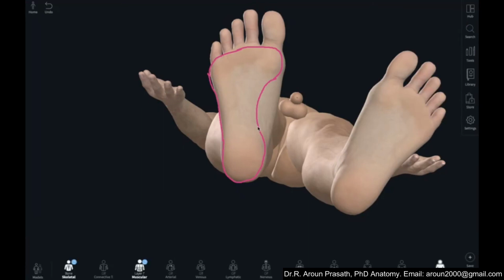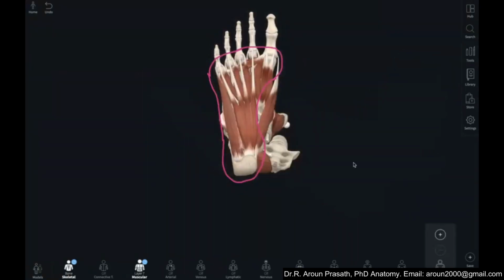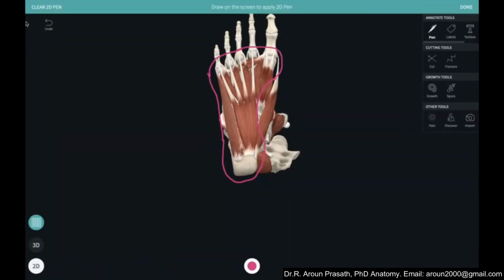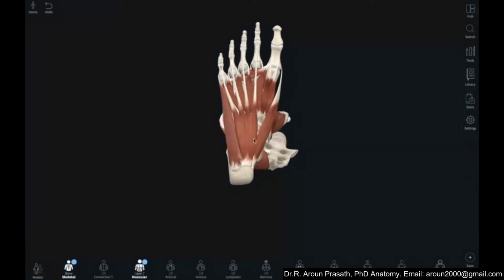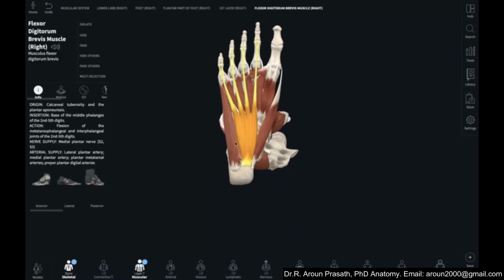There are 7 tarsal bones: calcaneum, talus, navicular, cuboid, medial cuneiform, intermediate cuneiform, and lateral cuneiform, and 5 metatarsals and 14 phalanges. All these bones are present in the foot, and the muscles present in the base of the foot are helpful in maintaining the arch. If these muscles get paralyzed, then the arch collapses.